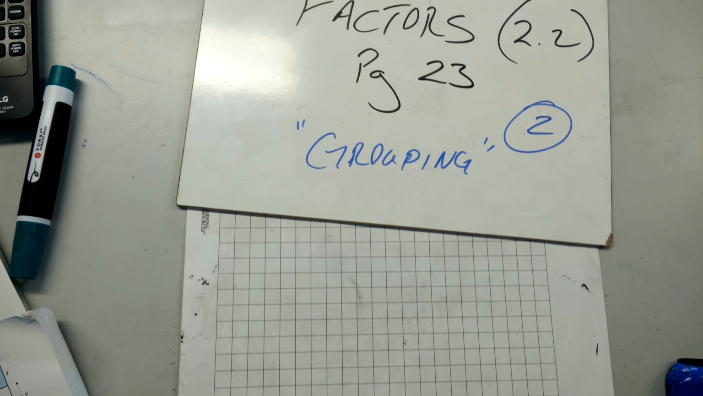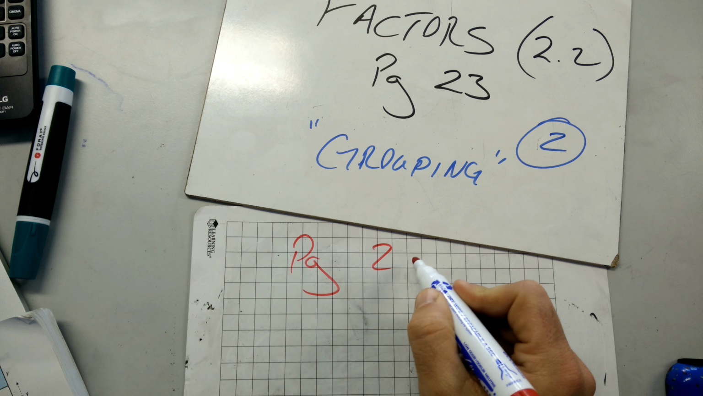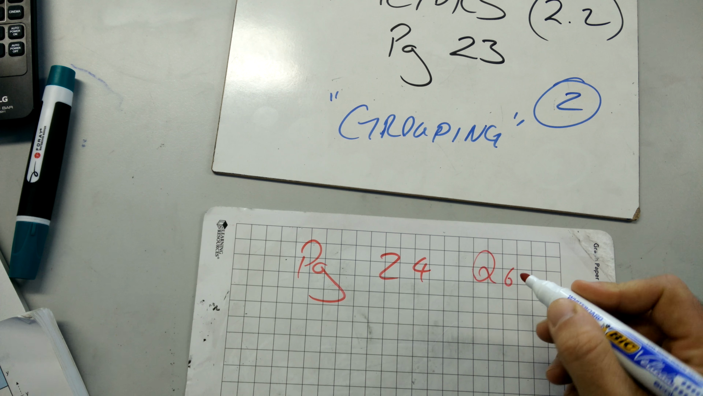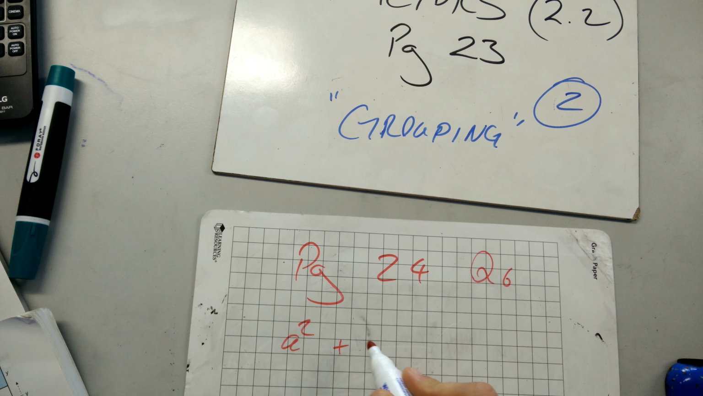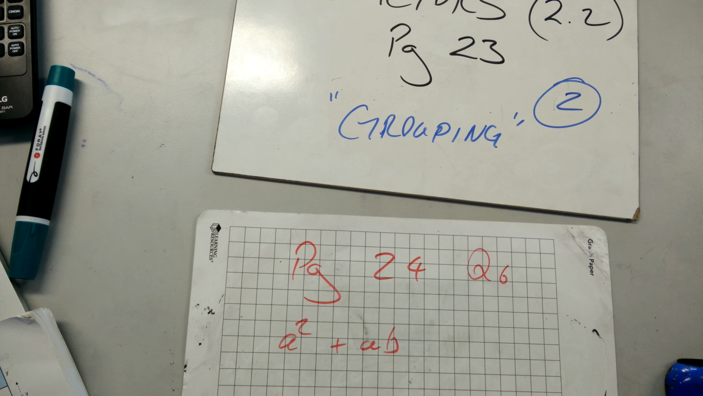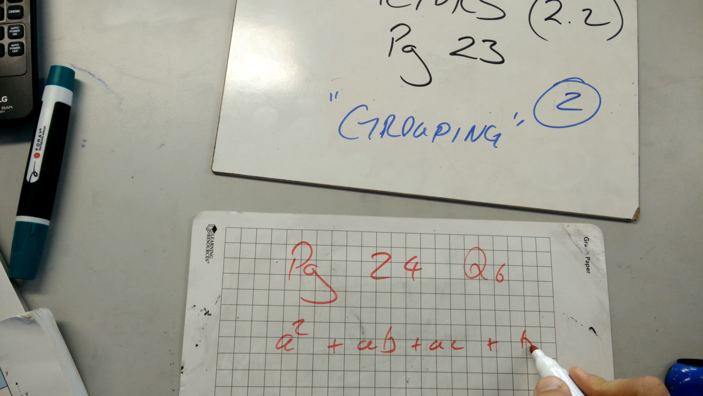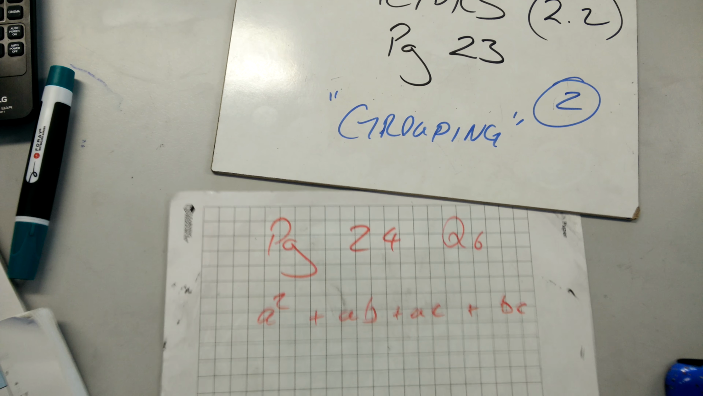We're going to look at page 24 and I'm going to do question number 6. Okay, question number 6 reads a squared plus ab plus AC plus BC.